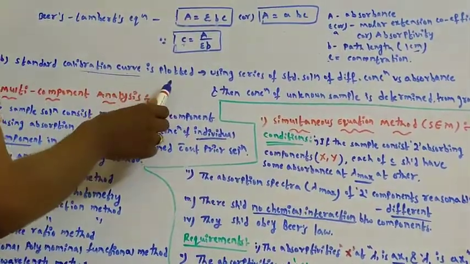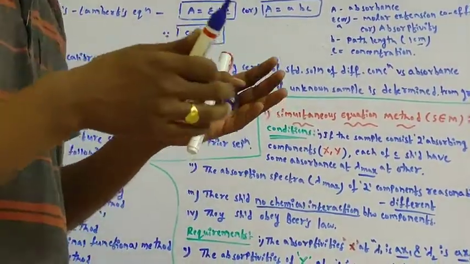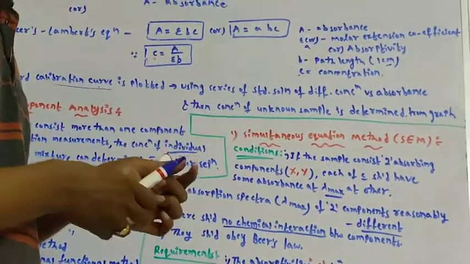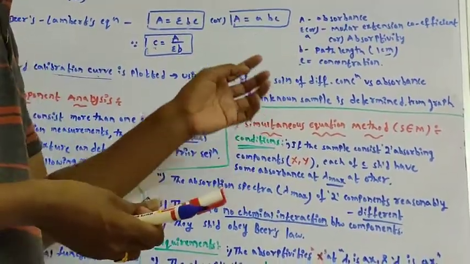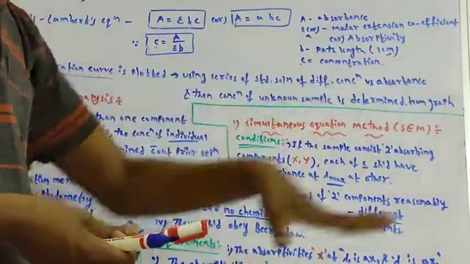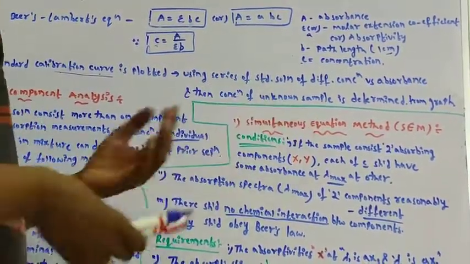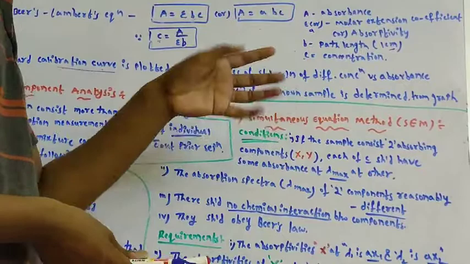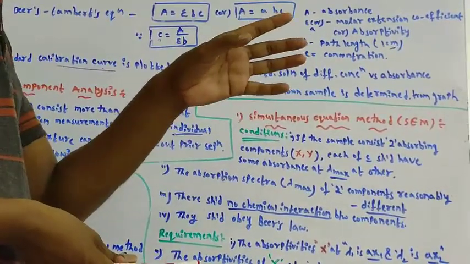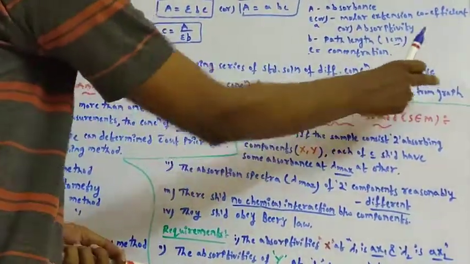For the standard calibration curve, we need to prepare a series of standard solutions of various concentrations, like 2, 4, 6, 8, 10 microgram per ml, and observe the absorbance for each concentration. The sample concentration may be any one of these, either 2 microgram per ml, 4, 6, 8 or 10. Then the concentration can be determined from the graph. This is about single component analysis.